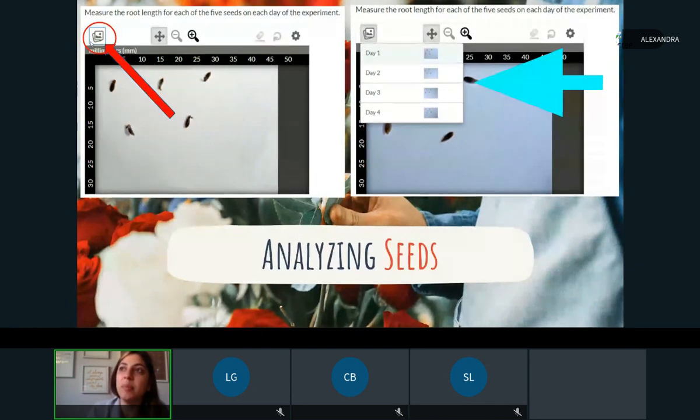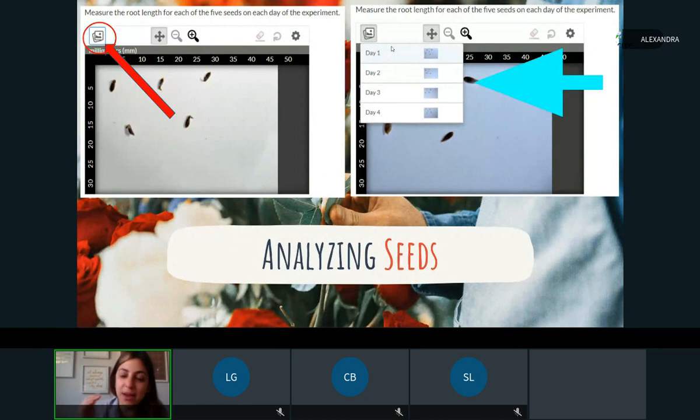So this little album picture, once you click on that, it drops down here. So this day 1, day 2, day 3, day 4 image, that's how you're going to go from day to day to see the different lengths of the root for that individual species. Okay. So really important because it's so easy to miss.